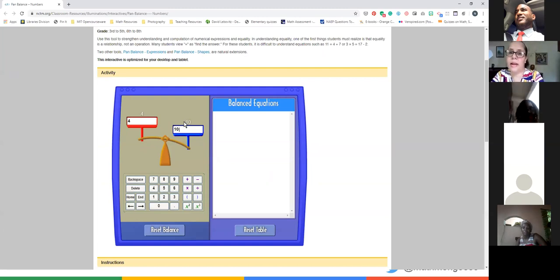What can I do to make the scale balance? That's a question that you ask the children. What can I do to get that to balance? I'm not seeing the chat, so could you unmute it? Are they able to unmute their mic?